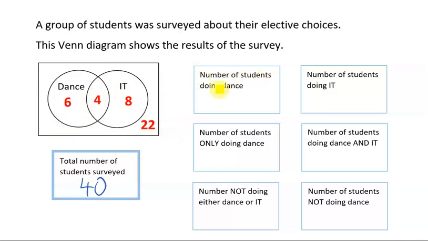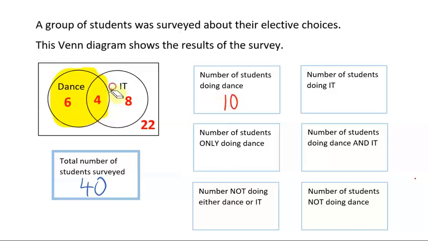The number of students doing dance. We can gather this information from our Venn diagram. This circle here represents students who are doing dance as an elective. We'll colour it in yellow so we can visualise it. There are 6 students who are just doing dance and 4 students who are doing dance and IT. So 6 students just doing dance and 4 that do dance and IT. What that tells us is that altogether there are 10 students who do dance. Yes, 4 of them do IT as well, but they're still dance students.